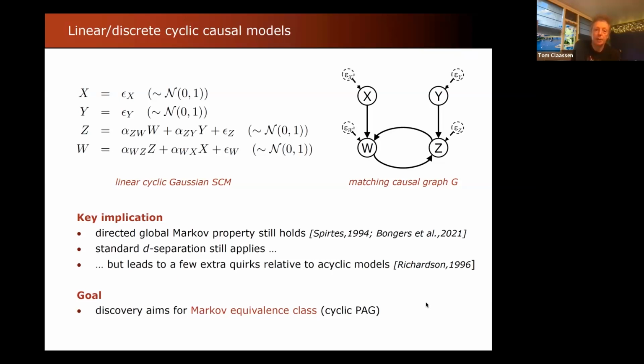However, because of the cyclic constraints, there are now a few quirks that arise. And this is where a lot of the work by Thomas Richardson is really important. Our goal here is still to discover the Markov equivalence class. We're looking at independence constraints, which means that we cannot find the full model, but we're trying to find as much information as we can. So there's still the possibility that certain parts of the model cannot be identified, and this is all captured by the notion of the Markov equivalence class. Next slide, please.